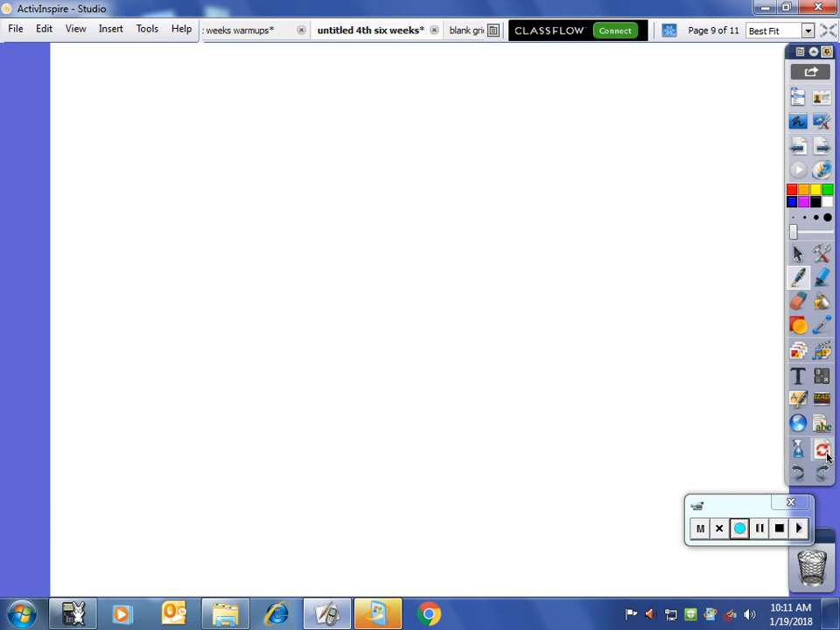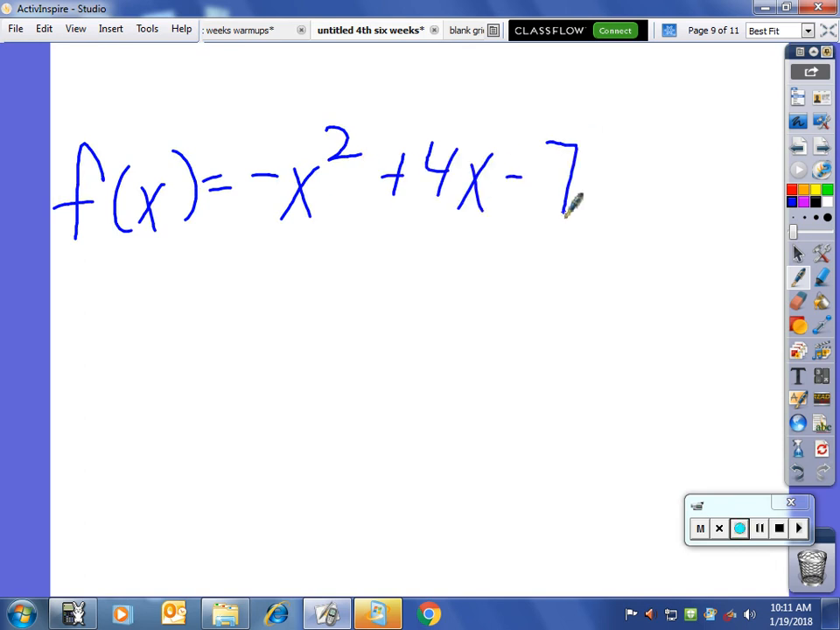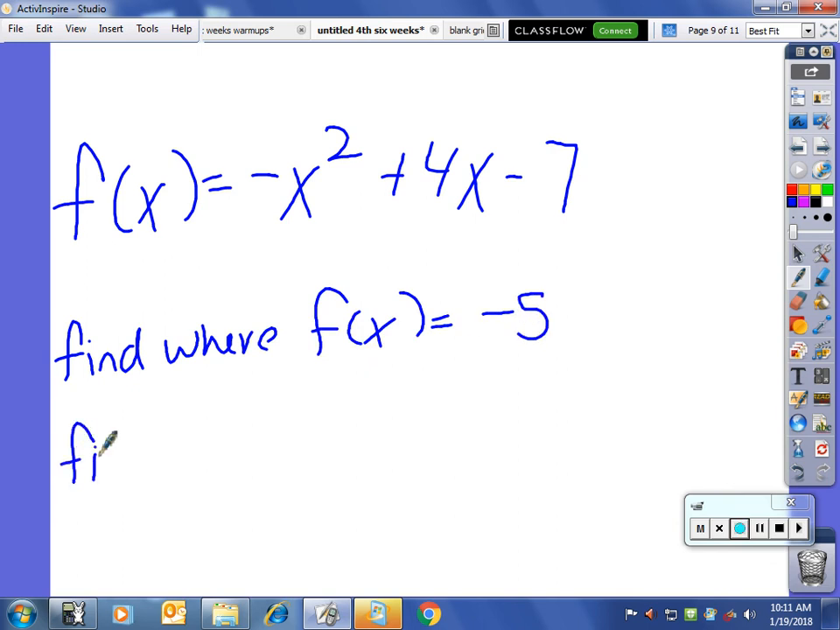Okay, let me give you another function rule. Let's just practice some more. F of x equals negative x squared plus 4x minus 7. I'm going to ask you 2 questions. I want you to find where f of x equals negative 5. And I want you to find f of 2.8. 2 very different questions and 2 very different methods of finding the answers.